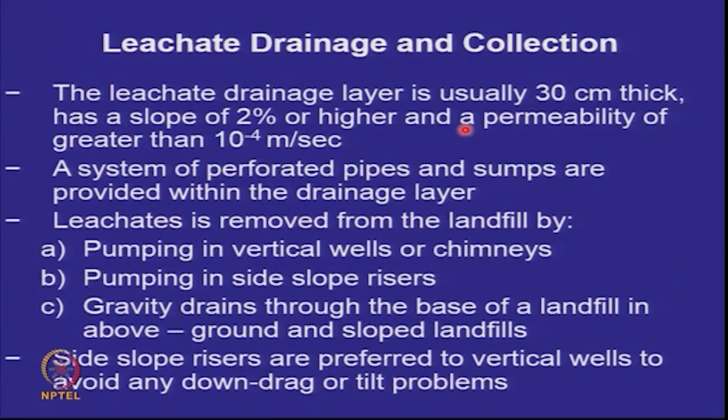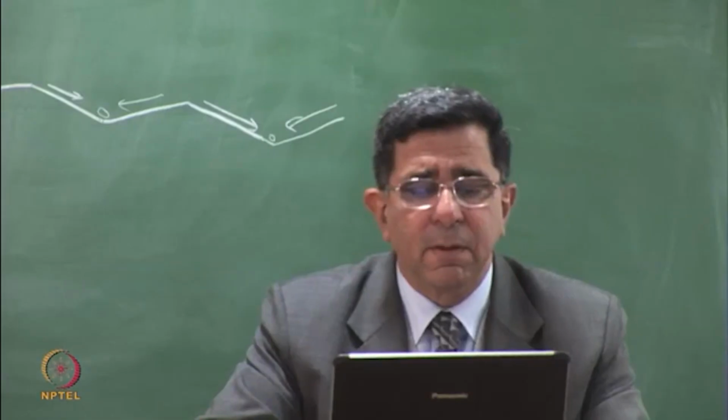So the leachate drainage layer is usually 30 centimeters thick, has a slope of 2% or higher, and a permeability of greater than 10 to the power of minus 4 meters per second, or greater than 10 to the power of minus 2 centimeters per second. A system of perforated pipes and sumps are provided within the drainage layer. So it becomes like a hydraulic design, flow in a pipe.